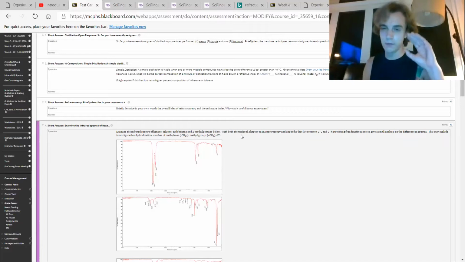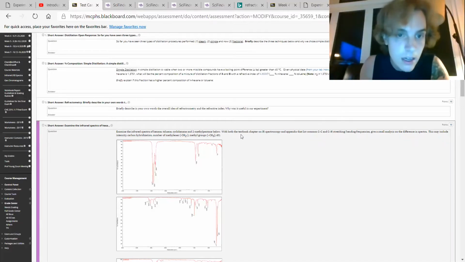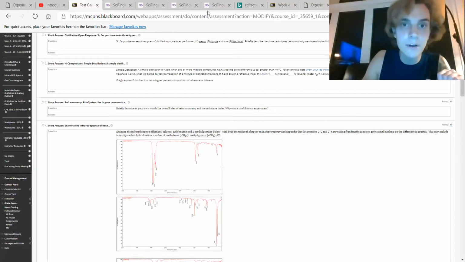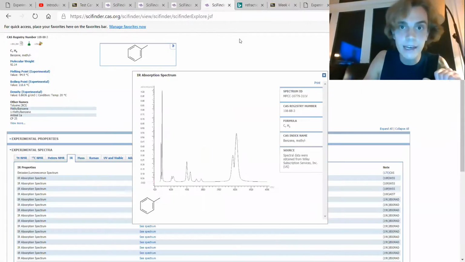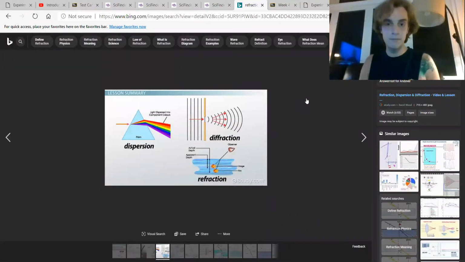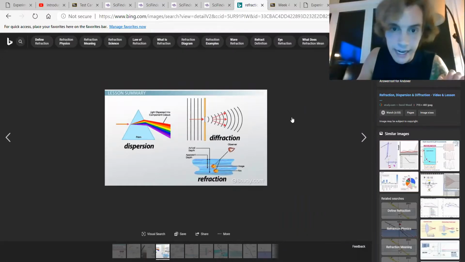All right. So for the really fine, nitpicky stuff, briefly describe in your own words the overall idea of refractometry and refractive index. I pulled up a little diagram for you to follow along, and I will bring it up right now. Why refractometry is extremely important to us is very important, and I want to go over it very briefly. There's a very big difference between dispersion, diffraction, and refraction. I hope you can see my screen right now.